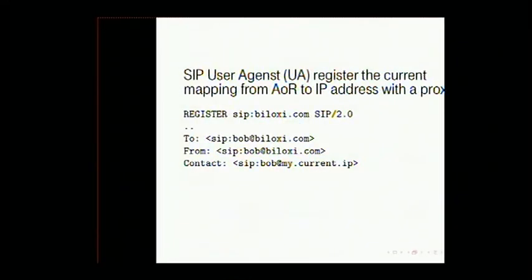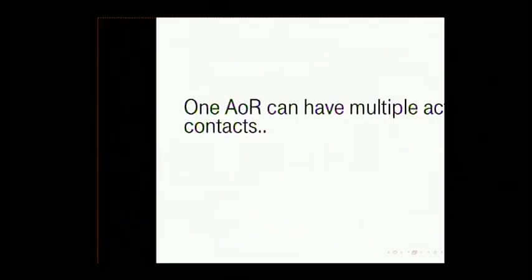The mapping from the SIP AOR to the IP address works simply by your phone sending a register message to a proxy which tells it, if somebody calls this AOR, forward those requests to my current IP address, which is the first instance of source routing in SIP. You have the contact header, which contains your actual IP address. You can have more than one contact for a given AOR.